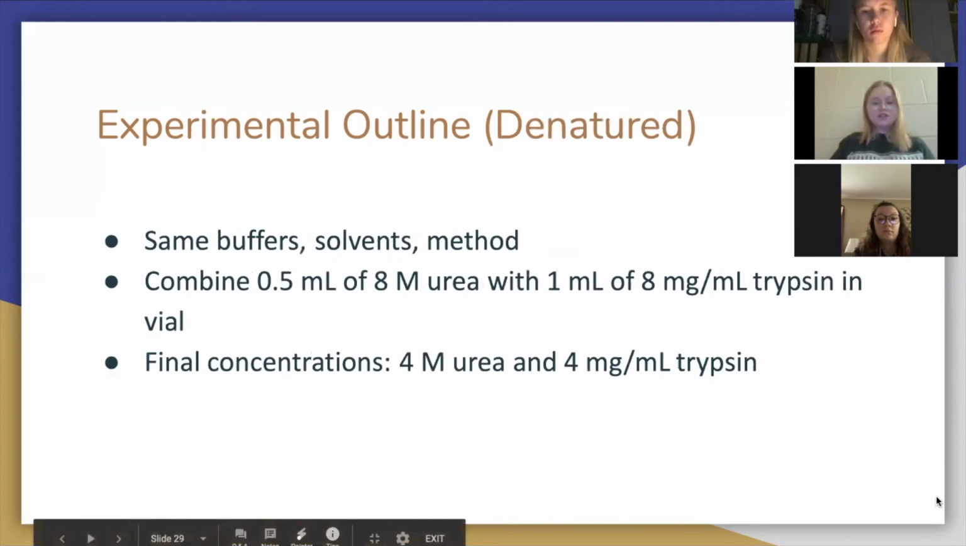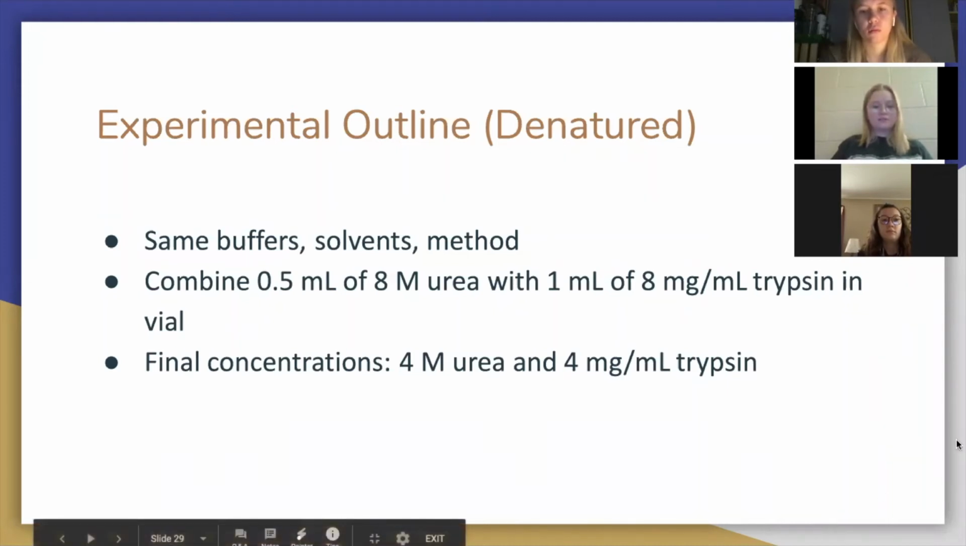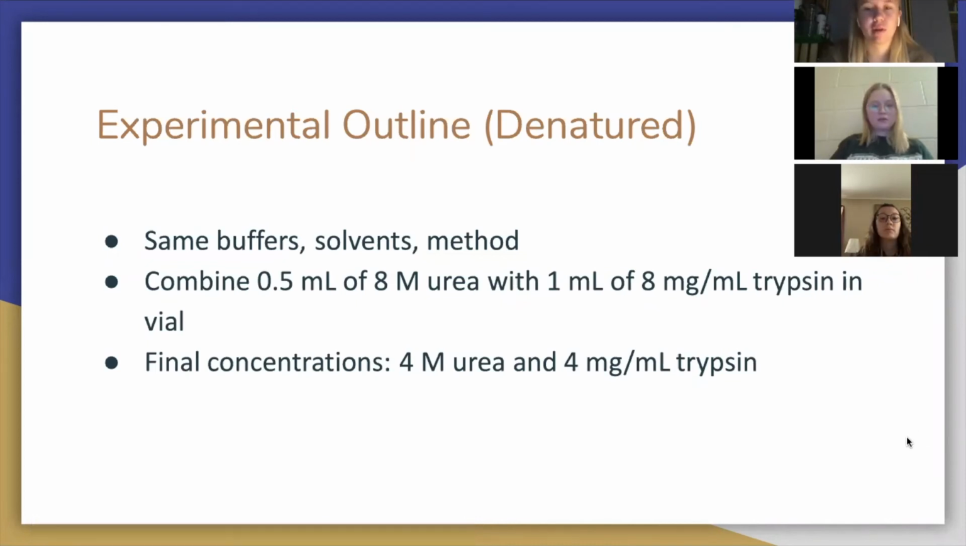For the denatured, the experimental outline had the same buffers, solvents, and method. It had 0.5 milliliters of 8 molar urea with 1 milliliter of 8 milligrams per milliliter trypsin in the vial. The final concentration was 4 molar urea and 4 milligrams per milliliter trypsin. It should say 0.5 milliliters of 8 mg per ml trypsin.